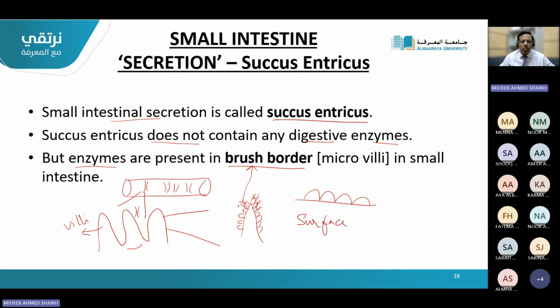If you count from here to here and to here, it will become many square meters. So surface area is increased by the different folds, villi, and microvilli. All these increase the surface area so that it comes in contact with the food with a larger surface area, and the enzymes are present here in this brush border. So this is causing the digestion.